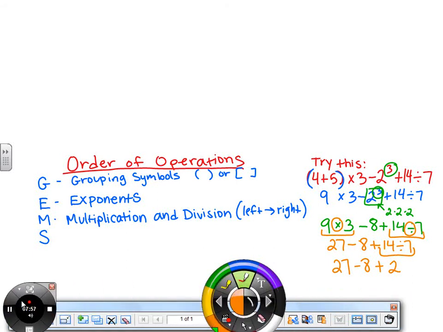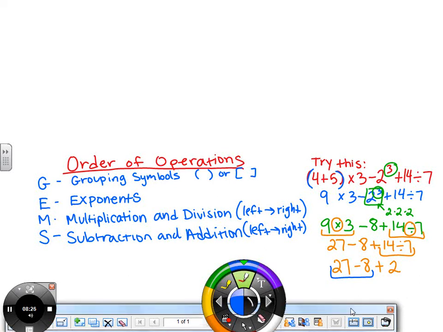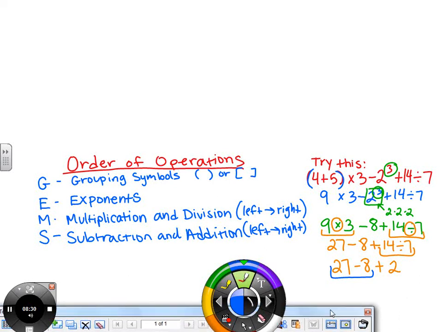So the next thing in our process of GEMS is our S. Our S stands for subtraction and addition. And again, we do this like we're reading a book, from the left to the right. So when I look at the problem, I first come across a subtraction of 27 minus 8. If I take 27 and take away 8, I'm going to end up with 19. And then I have 19 plus 2, which comes out to be 21.